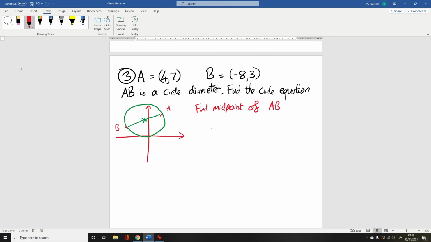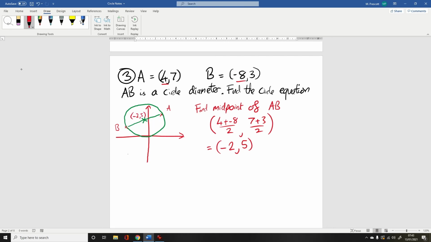all we do is we add the two points together and we halve it. So we go 4 plus minus 8 over 2 for the x coordinate. That's the x coordinates added together. And we're going to go 7 plus 3 over 2 for our y coordinate. So that's going to be minus 4 over 2, that's going to be minus 2, and 5. So that tells us that this coordinate here, this centre, is (-2, 5).